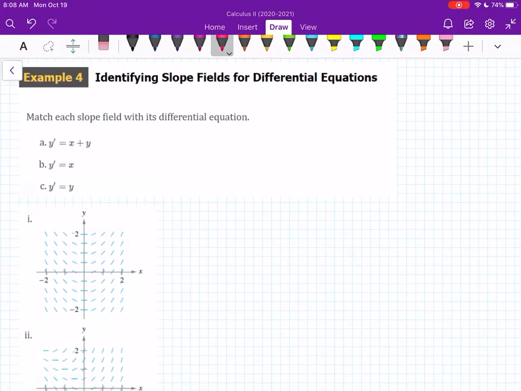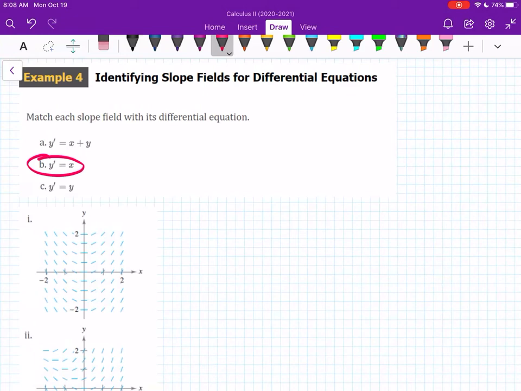So let's look at some examples and identifying. So we're going to match each slope field with its differential equation. So the first one is y prime equals x plus y. The second one is y prime equals x. And the third one is y prime equals y. So let's see here. I'm going to look at B. I'm going to see if I can identify B first.